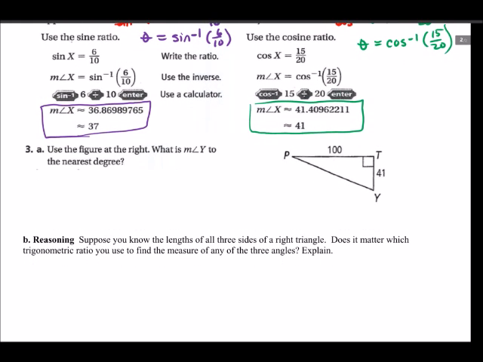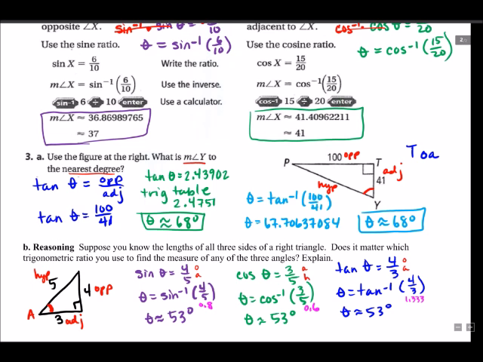Last thing to do here is for you to do the next two problems. Pause the video, give it a try. Last two problems, not too bad. As long as you are labeling and writing your formulas, life will be okay. So I labeled angle Y, opposite, hypotenuse, adjacent. I have opposite and adjacent. That means we're using tangent.